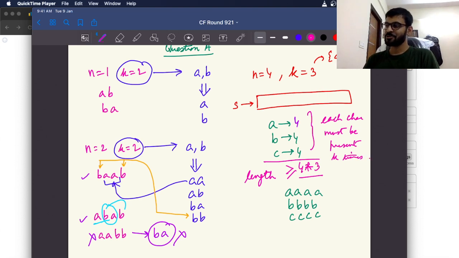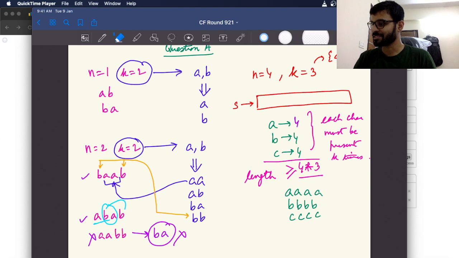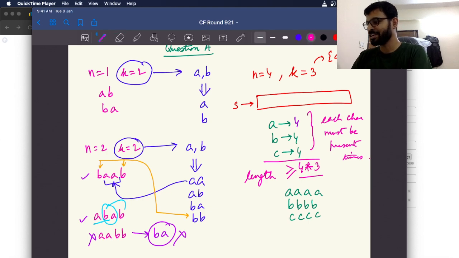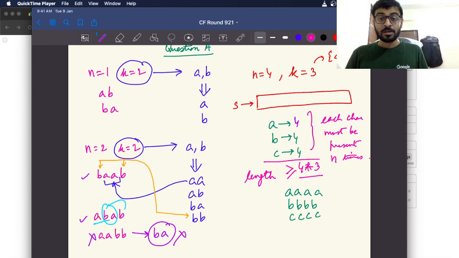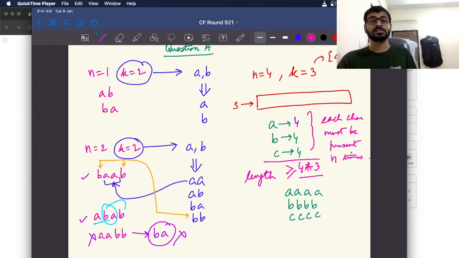Now you can basically say, okay, if I can form something like this, how many characters must be present? K characters, each n times. So there are k characters, each must be present n times, which means there has to be nk total characters at least. Now the question arises, is nk sufficient?